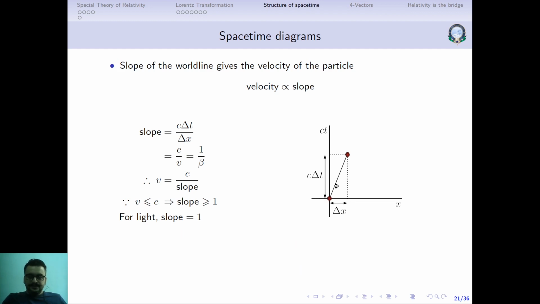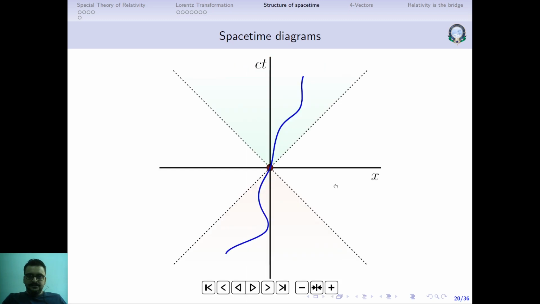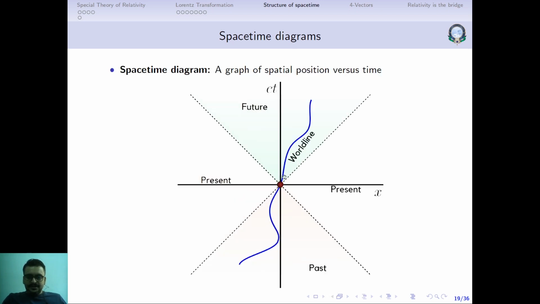Let me go back to this slide. Only for those intervals which are time-like is there going to be a causal connection, that is, one event causes the other event. I have one event here and another event over here. We can say that the second event could be caused by the first event because there is a time-like space-time interval between the two. But if we have one event here and another event over here, then this is a space-like interval, and there cannot be any causal relationship between them.